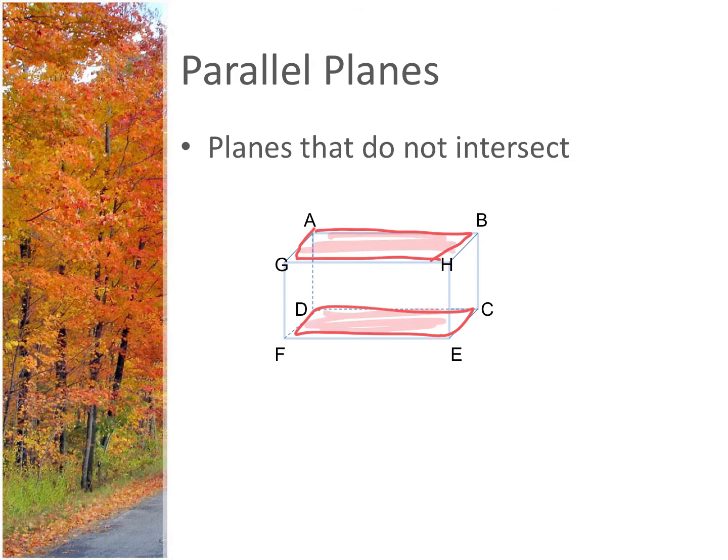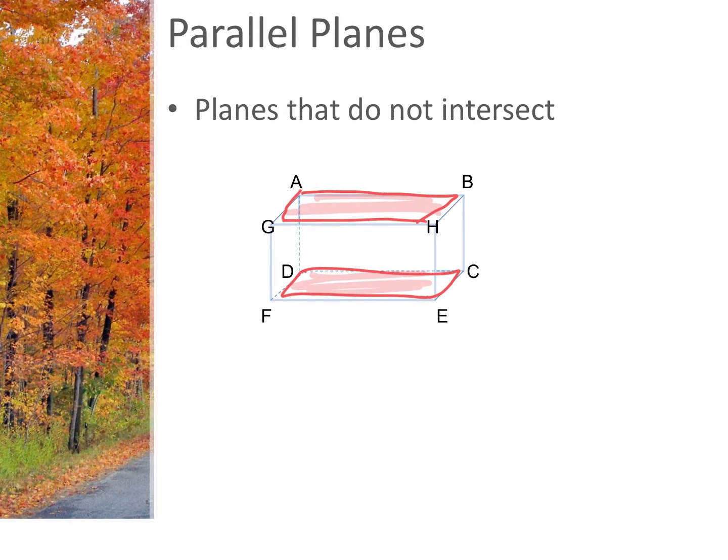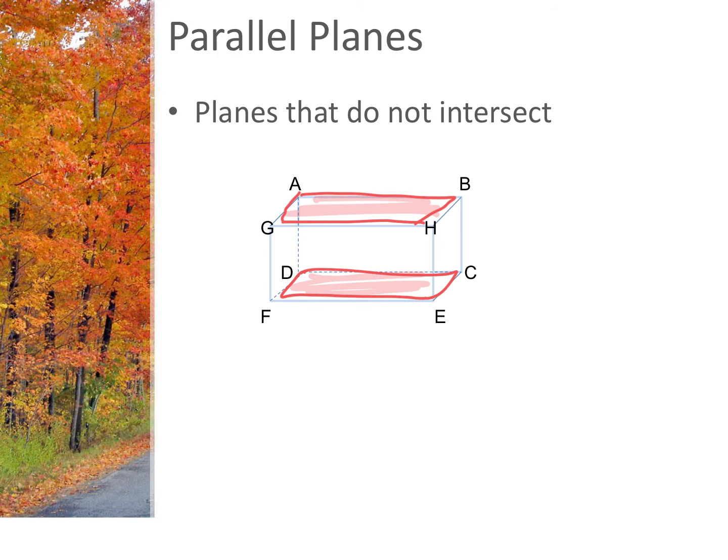Remember, to name a plane, you need at least 3 letters. So I could say that plane ABH, and then the symbol for parallel, 2 straight lines, is parallel to plane CEF.